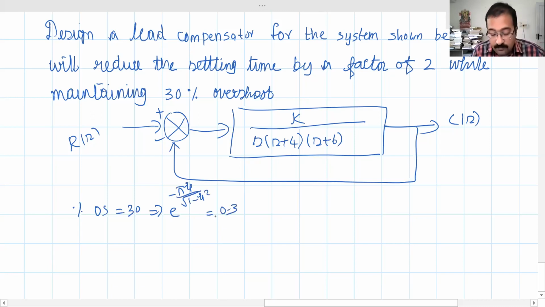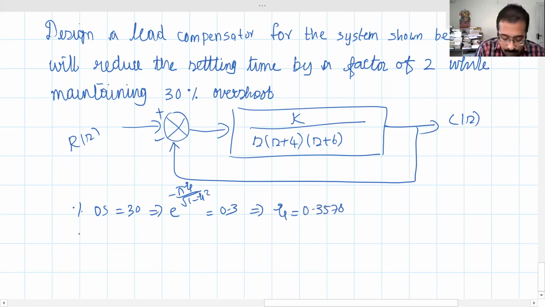What is the order of this system? It is a third order. That means we have to find its second order approximate equivalent system by finding the dominant pole pair. That is why we are given this condition. So from here, you will get your damping ratio as 0.3578.